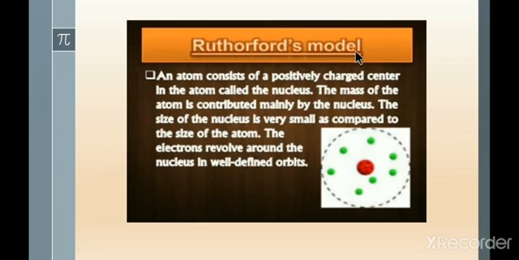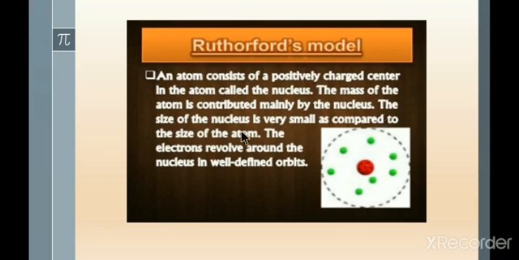Next is Rutherford's model. So an atom consists of a positively charged center, which is known as the nucleus, which consists of protons and neutrons, and the mass of the atom is contributed mainly by the nucleus, because we have already discussed during comparison that the mass of the electron is negligible.